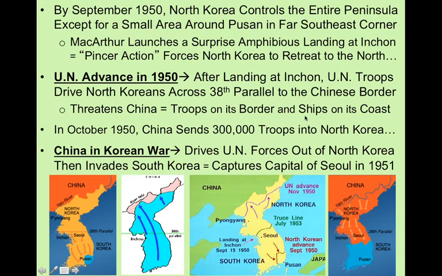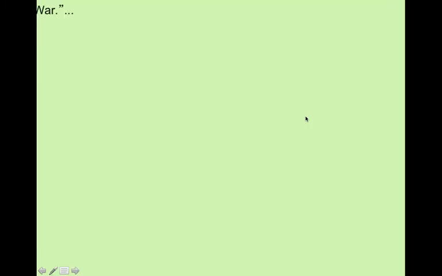It is when China gets involved that Douglas MacArthur asks for something very drastic. He says, we face an entirely new war. And what he wanted to do, he wanted to nuke China. He wanted to throw nuclear weapons at them. All right? President Truman was like, whoa, dude, chill out. We're trying to prevent World War III, not start World War III.